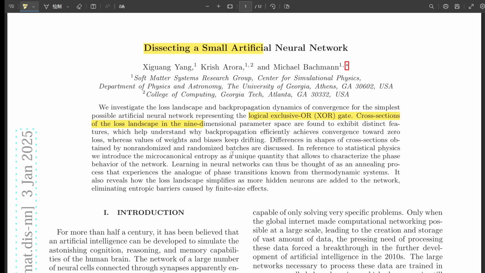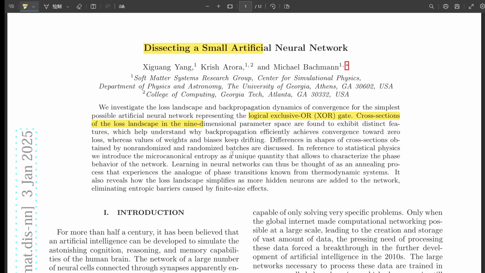For this deep dive, we've got this paper from Yang, Aurora, and Bachman. It's called Dissecting a Small Artificial Neural Network. And of course, we've got some background material on the history of neural networks, and a study guide with some quiz questions, in case you want to test yourself. And even some FAQs that give us some more insights into the paper. So basically, we're going to dissect this tiny network and see if it can tell us something bigger about how AI learns.